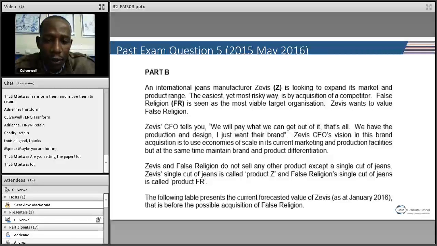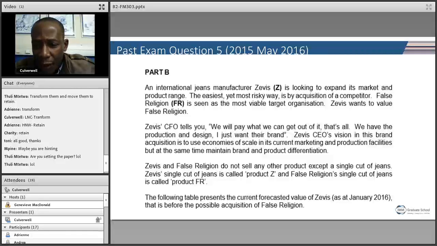So what Zevis wants to do is buy the FR brand. Are they going to change the name FR? No. They're going to continue selling their Z products and also FR as a standalone brand, but they'll be possessing both brands. The CFO's vision in this brand acquisition is to use economies of scale. Remember, these guys already have the production and the design, so their capacity is huge. They will be able to accommodate the FR.